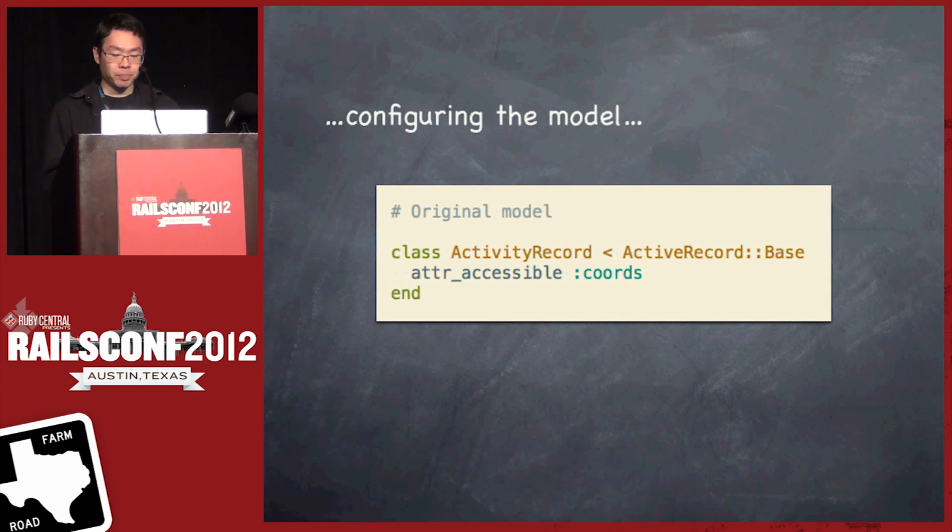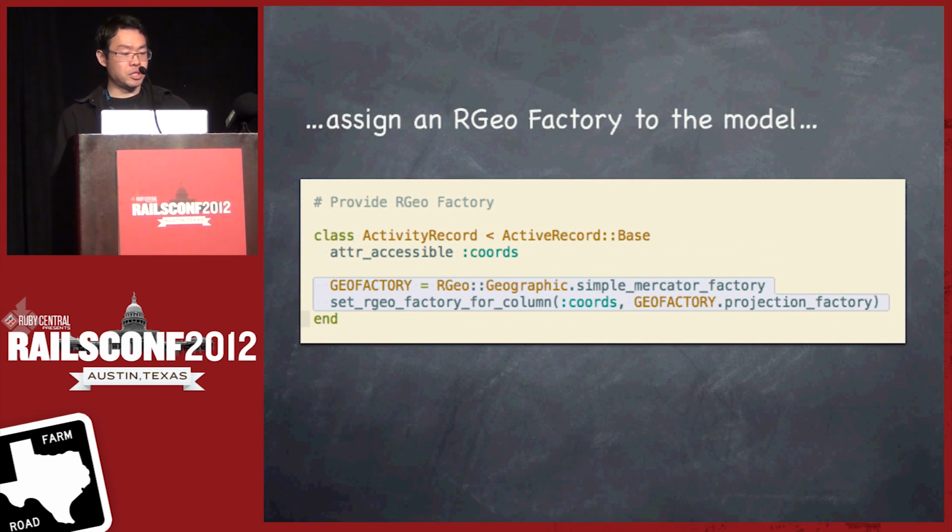Next, we'll look at the model. Generally, the ActiveRecord adapter for PostGIS requires that you do a little bit of ceremony. You have to tell it what coordinate system you're using for the database and, in general, how to handle that spatial data in Ruby. And you do that by creating an RGeo factory and associating that factory with a column in the database. In this case, we're going to use a smart factory.